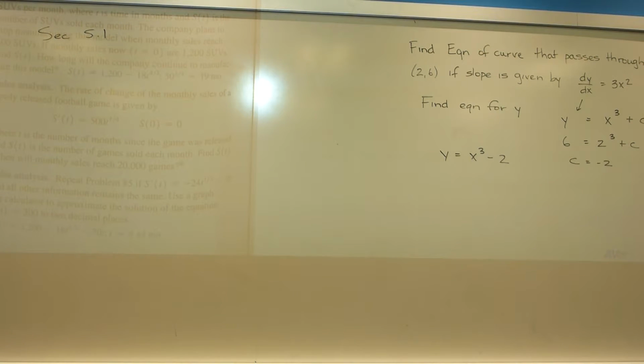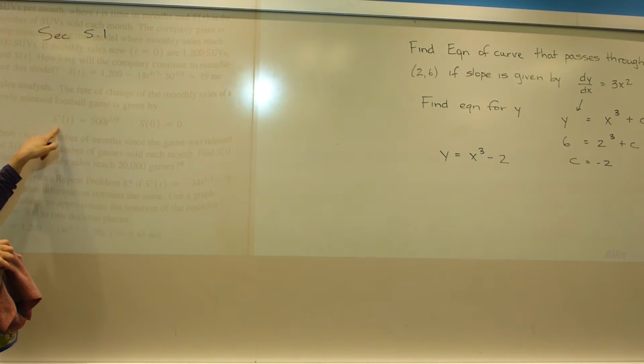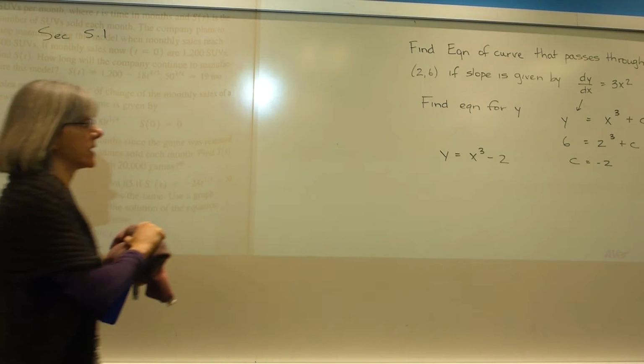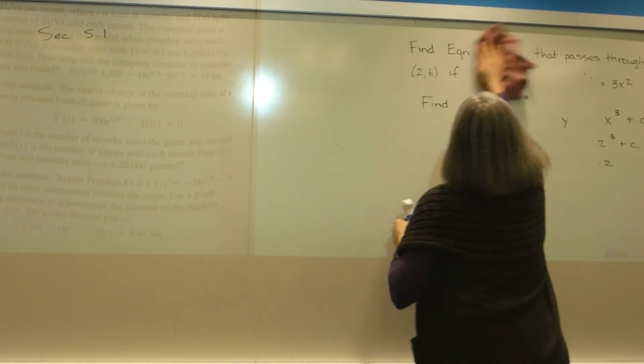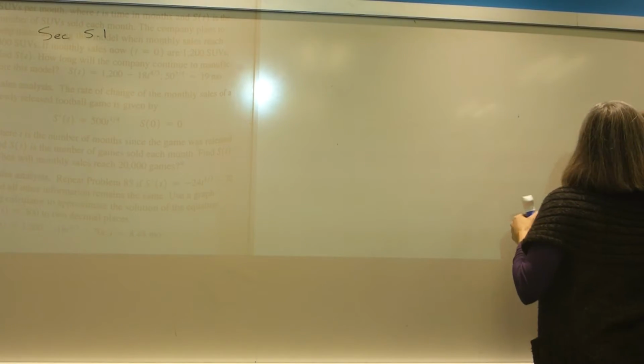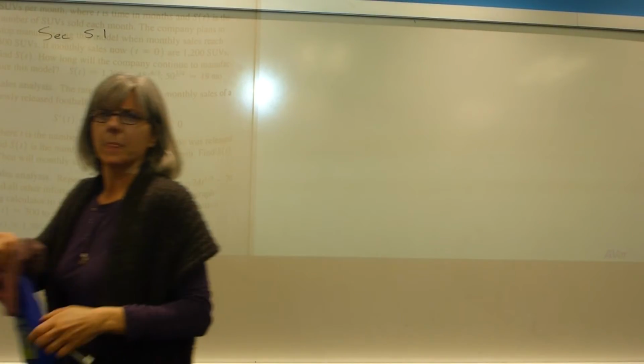All right, so if you have your book, it's number 86 on page 330, and it says, the rate of change of monthly sales of a newly released football game, I presume that's a video game, is given by S prime of t. So you're given S prime of t. What's the first thing we always do when we read a word problem? Write down what it gives you. I don't write down what it gives me until I figure out what I'm trying to find.